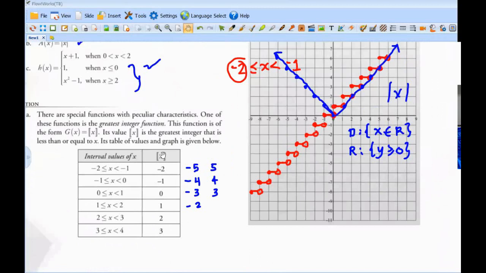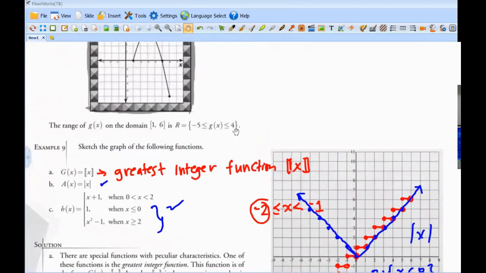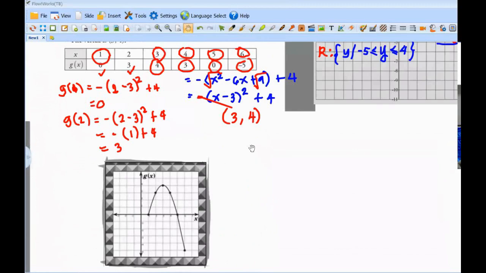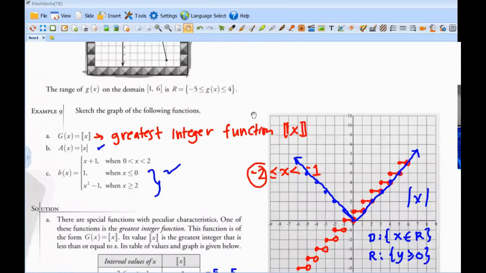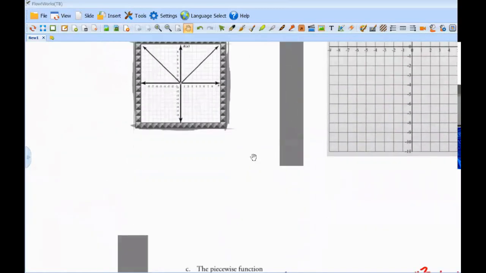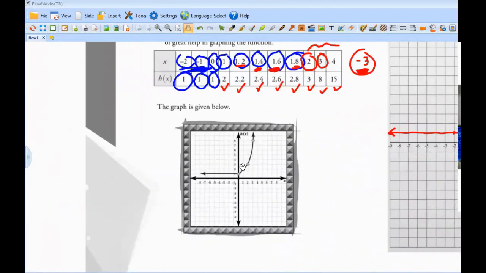This is the greatest integer function. It is like a ladder. We have also absolute value function. We have also a parabola. Okay, that's what you call the different types of graphs. So do you have any question?